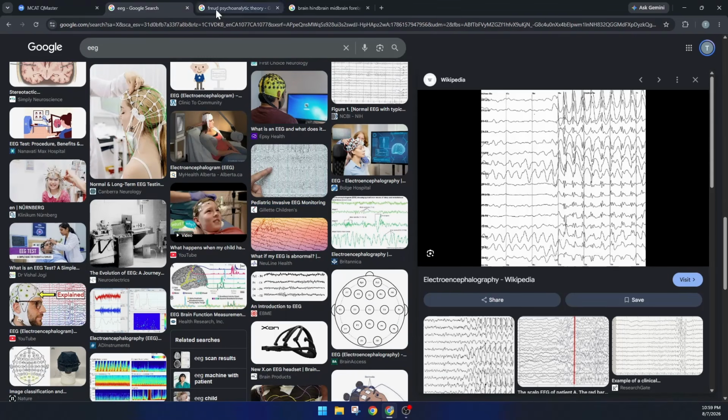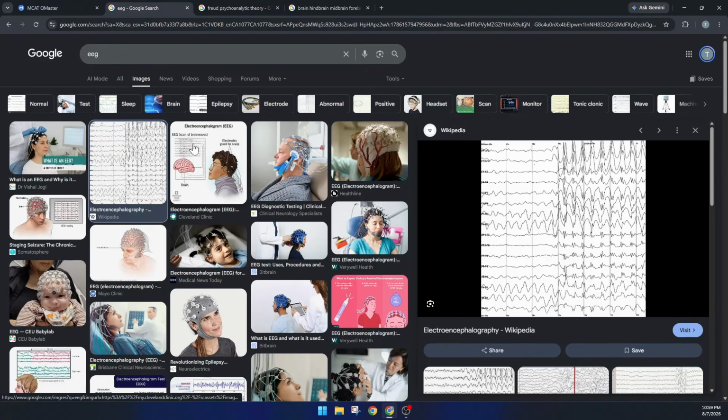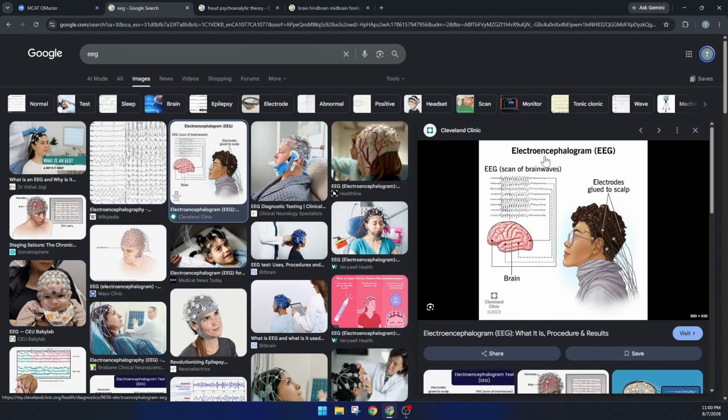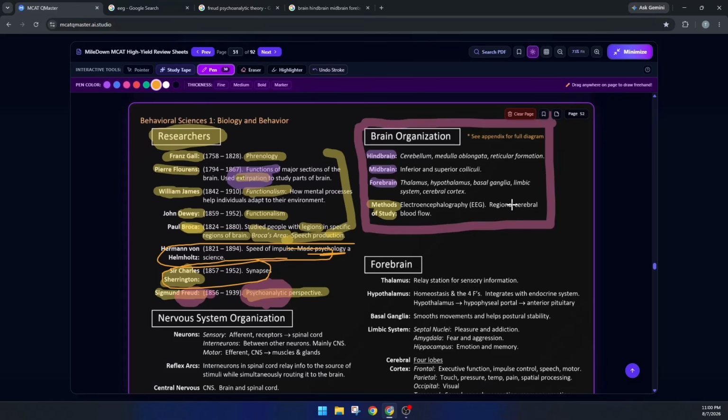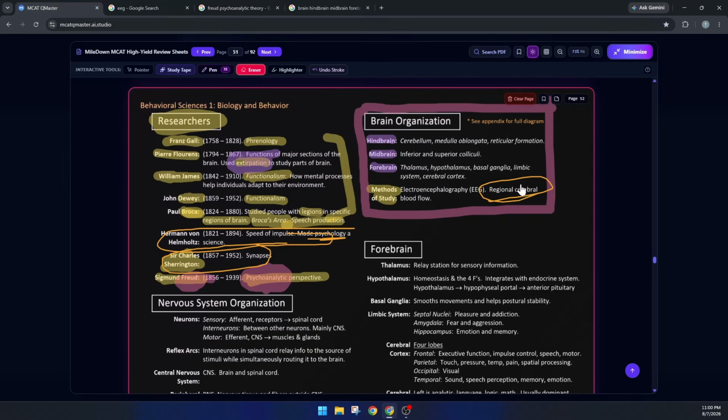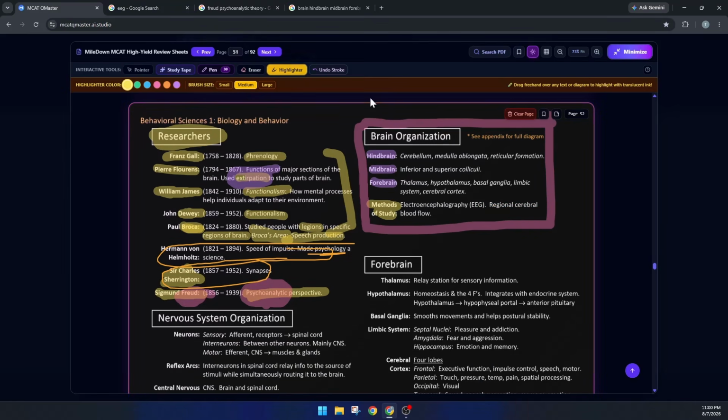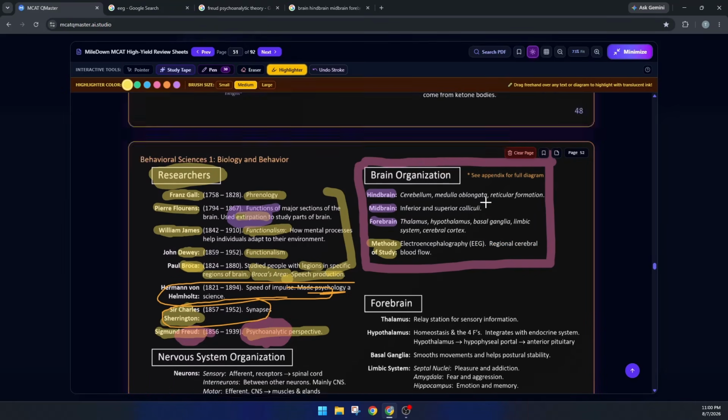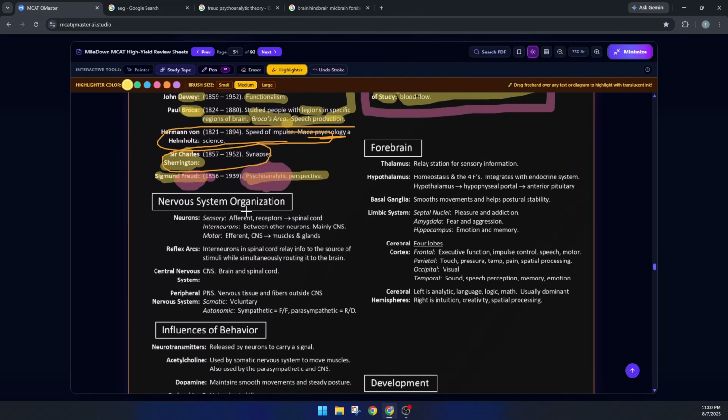This EEG is really useful because later on you're going to learn about brainwaves, and brainwaves are important to learn about. A scan of brainwaves will tell you whether you're sleeping or what stage of sleep you're in, for example. So it can be very useful. And regional cerebral blood flow is basically how much blood is in that area. I think they say more blood means more activity. So there you go, methods of studying the brain. All right, let's move on.